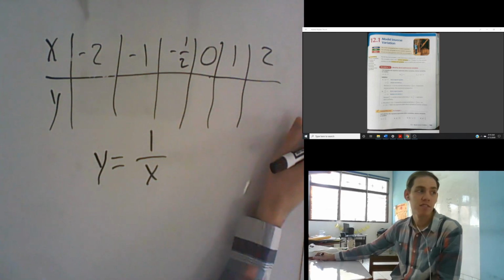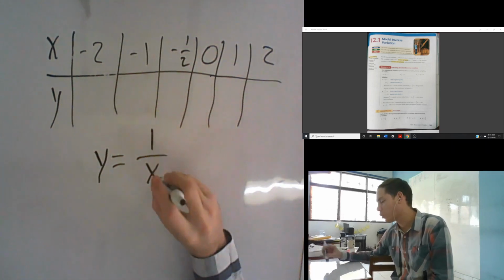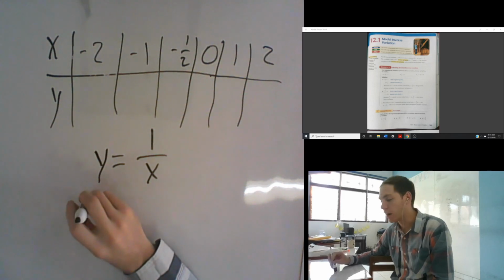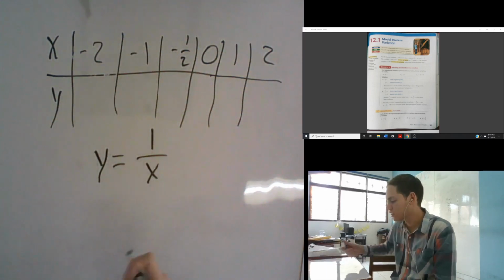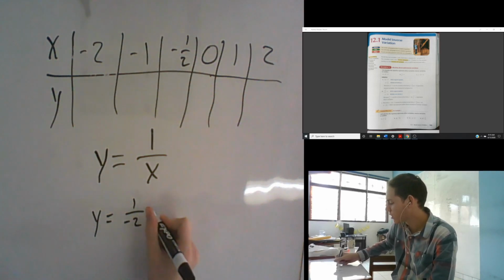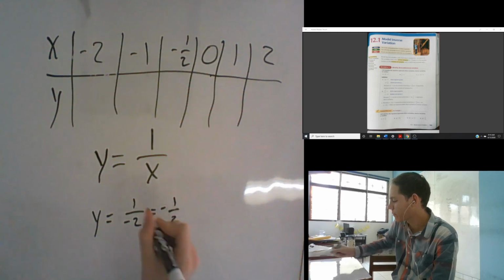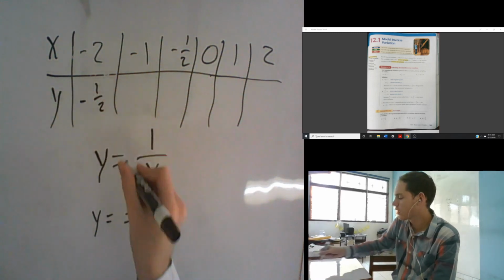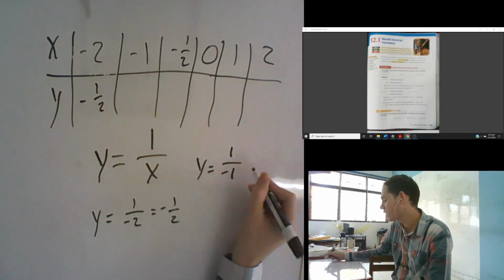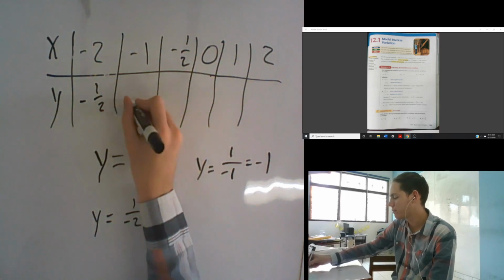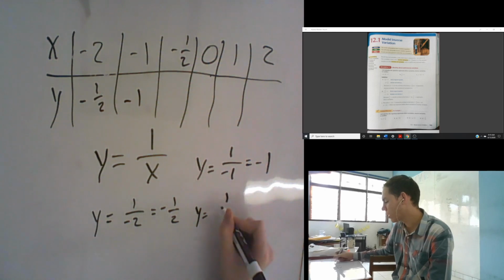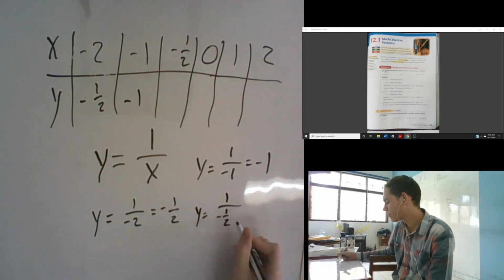Okay. So inverse variation means what we plug in will change our y. If we plug in negative 2 for x, we get y equals 1 over negative 2, so y equals negative 1/2. And if we plug in negative 1 for x, y equals 1 over negative 1, same thing as negative 1. And if we plug in 1/2, y equals 1 over 1/2.